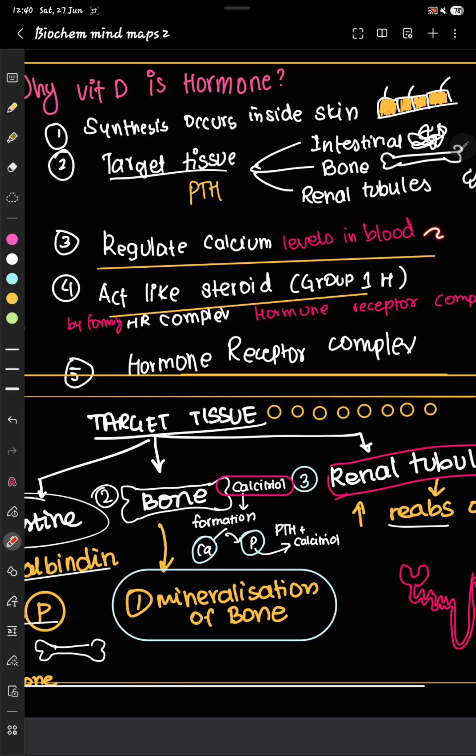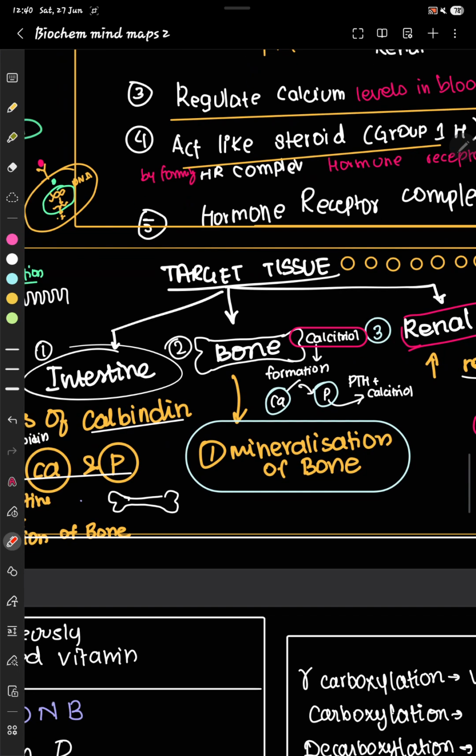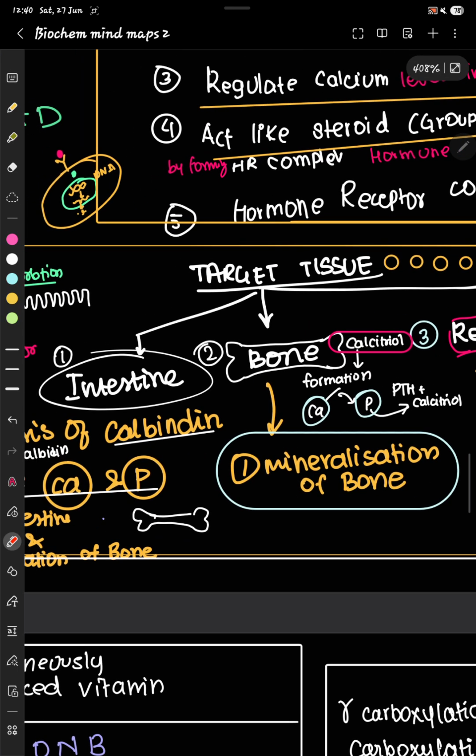This exact mechanism of hormones is applicable for vitamin D. Therefore, we can say that a hormone receptor complex is made. And these are the 4 points that you need to remember. So let us talk about the target tissues and its acting like a steroid hormone in detail. First of all, these are the functions of vitamin D.